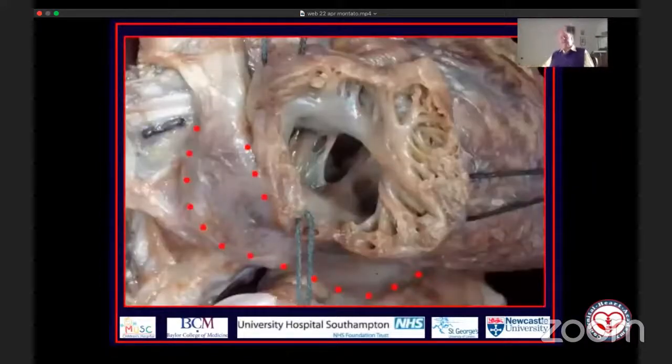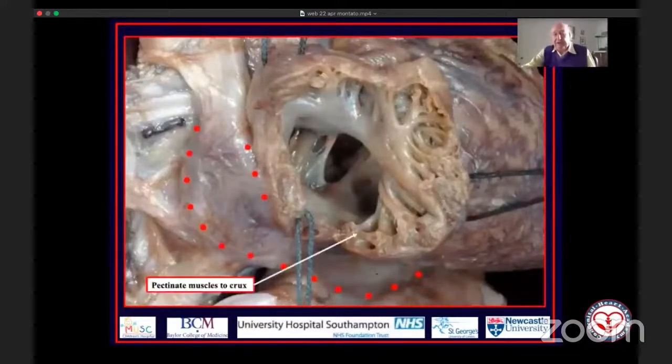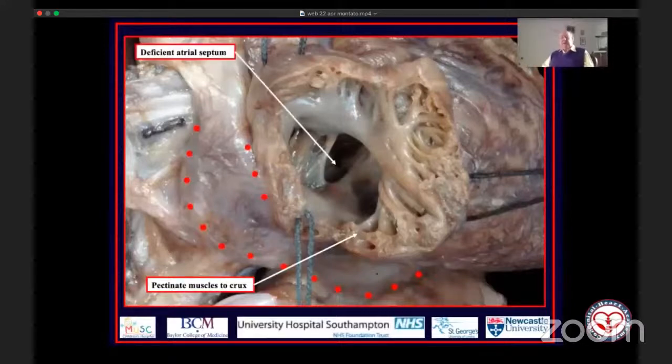But Diane has opened out that morphologically right atrial appendage. You can see very nicely now the pectinate muscles are extending to the crux. There really is usual atrial arrangement, but look at the site of the deficient atrial septum. The entirety of that right-sided systemic venous sinus is to the left of that atrial septum. The superior caval vein and the inferior caval vein are both draining into the morphologically left atrium.